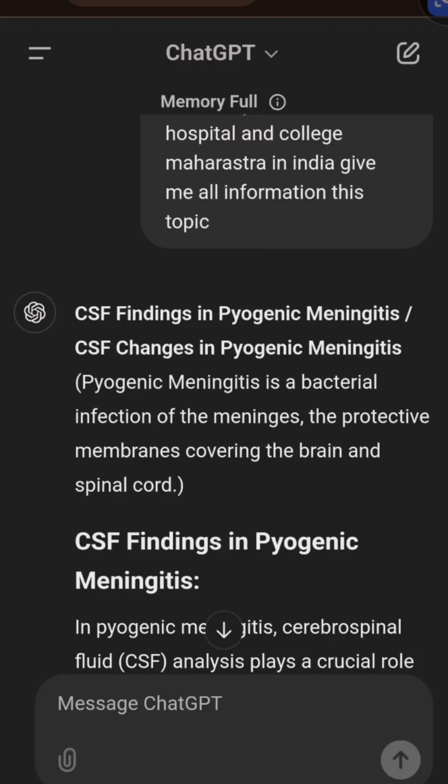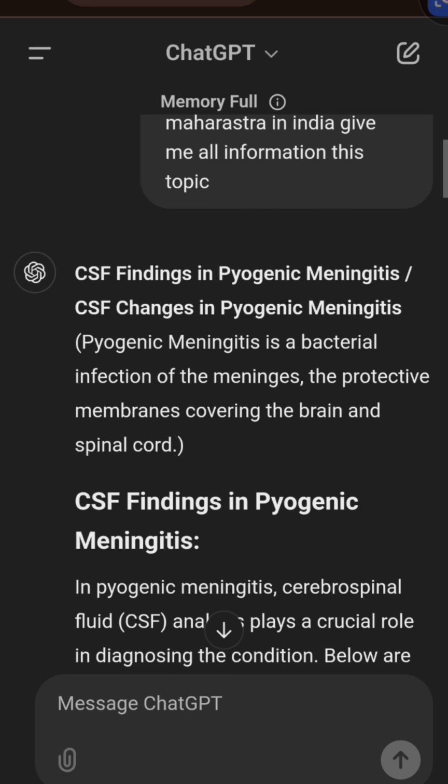CSF findings in pyogenic meningitis. CSF changes in pyogenic meningitis. Pyogenic meningitis is a bacterial infection of the meninges, the protective membrane covering the brain and spinal cord. CSF findings in pyogenic meningitis.